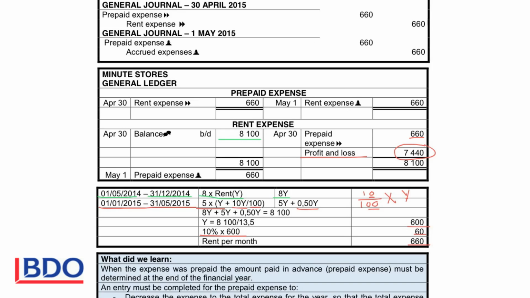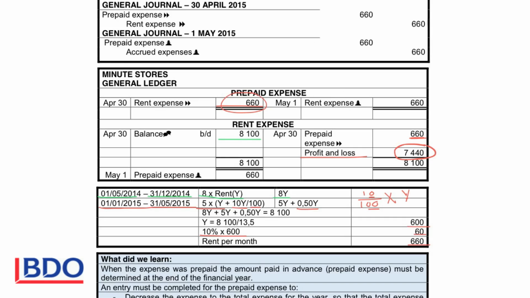Because I credit the rent expense account, I will debit my prepaid expense account. So I go and I create an asset that will be shown in my balance sheet at the end of the year as a current asset. In the income statement, we will show the 7,440.